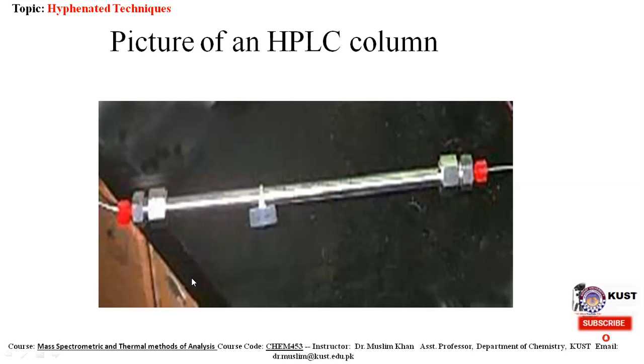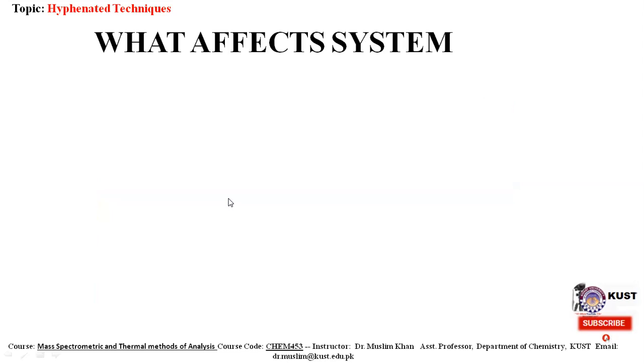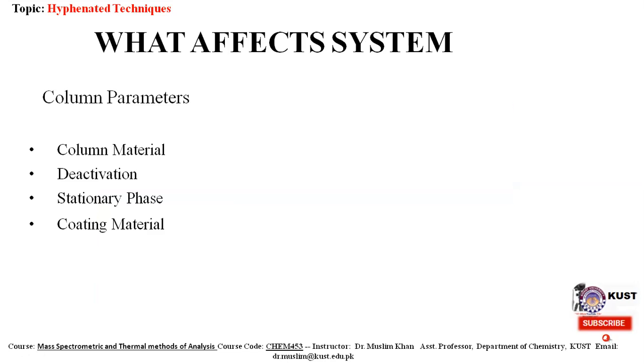As I mentioned, the typical HPLC column is made of stainless steel. Inside this stainless steel, a packing material is loaded, usually silica, sometimes a polymeric column. So this is how the column looks. What are the parameters that can affect the system? That is column material. What type of column material is inside there?